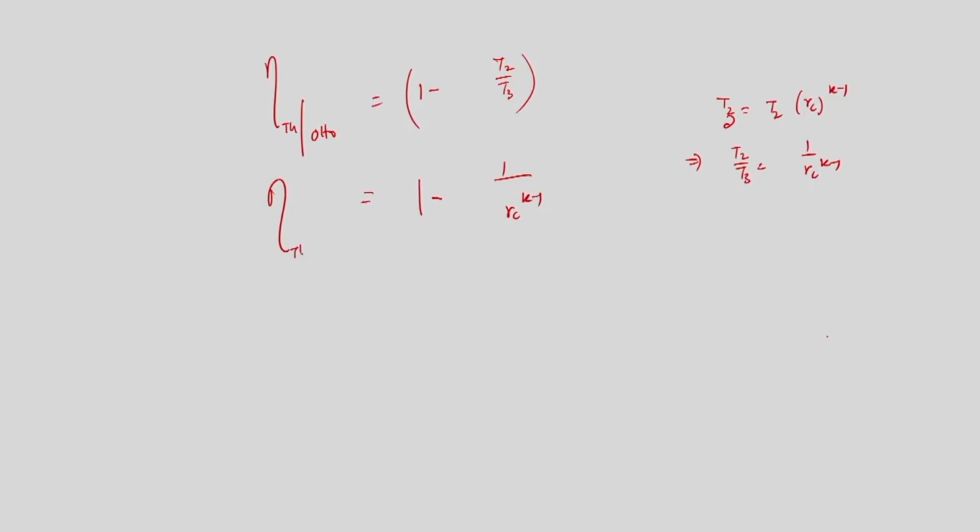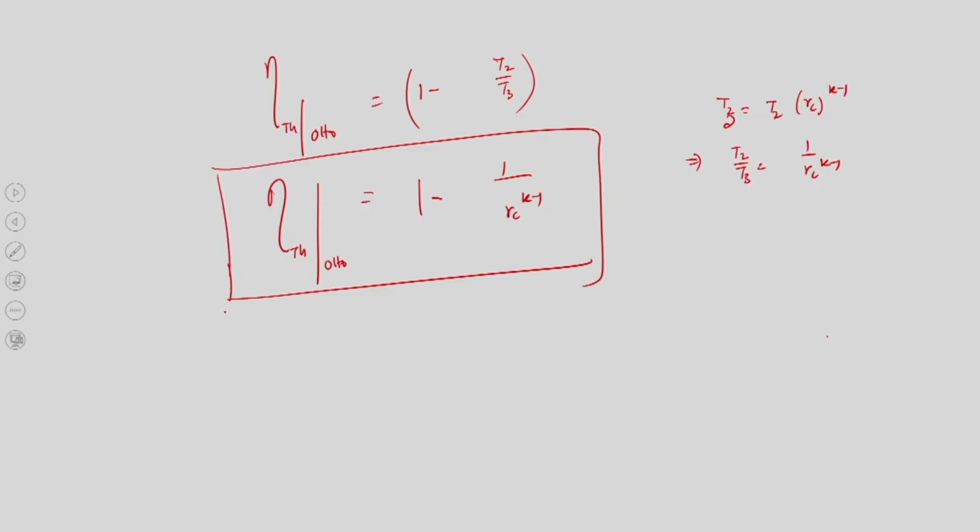So, this is the thermal efficiency of the Otto cycle, which is essentially a function of the compression ratio of the engine. So, 1 minus r_c to the power k minus 1. From this expression you can see that only the compression ratio is needed to determine the thermal efficiency of the Otto cycle. As the compression ratio goes up, thermal efficiency goes up.